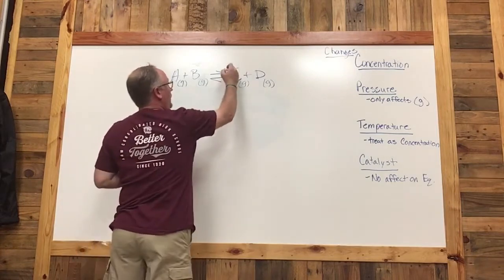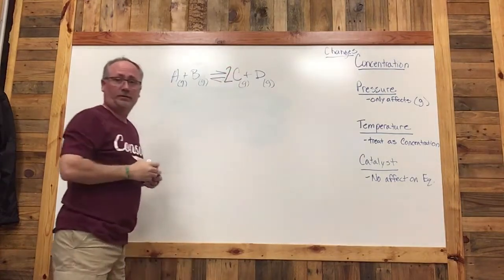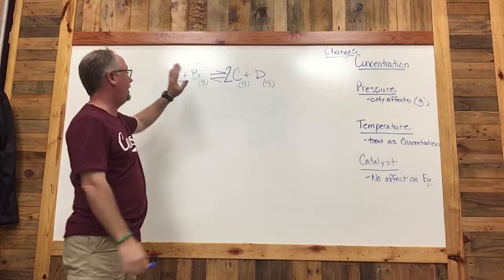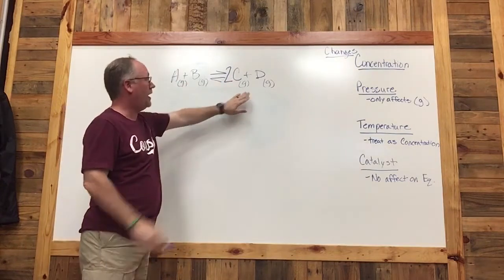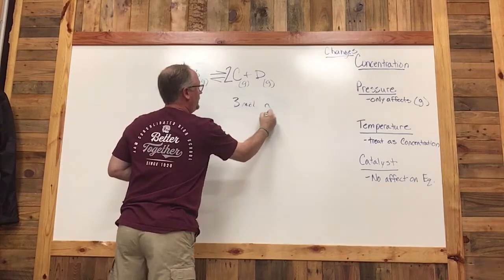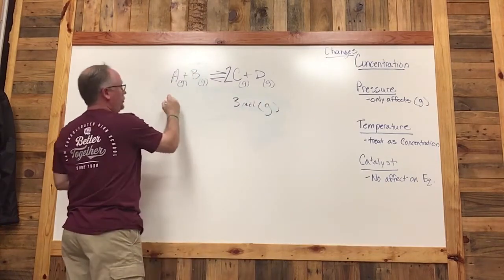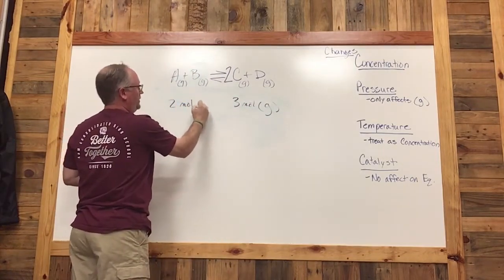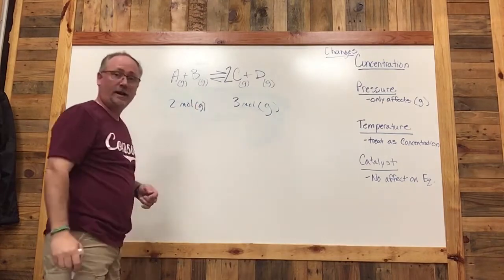However, if I had, say, a 2 in front of this, so this is now balanced, and I say it produces 2 moles of C. There are actually 3 moles of gas on this side, and there are 2 moles, looking at the coefficients, of gas on the reactant side.